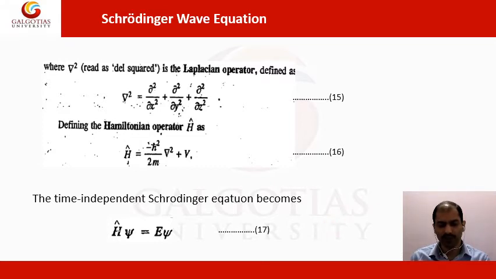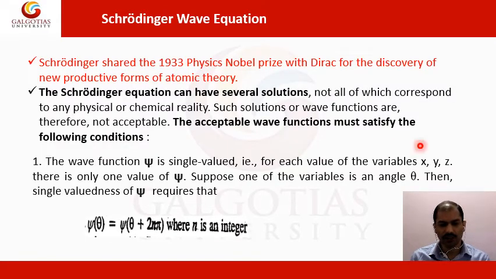You can change it into different forms, and this equation has a lot of applications, like in the case of the one-dimensional box, two-dimensional box, and three-dimensional box. Schrödinger, for his excellent work in quantum mechanics, was awarded the Nobel Prize in 1933 along with Dirac for the discovery of new productive forms of atomic theory.